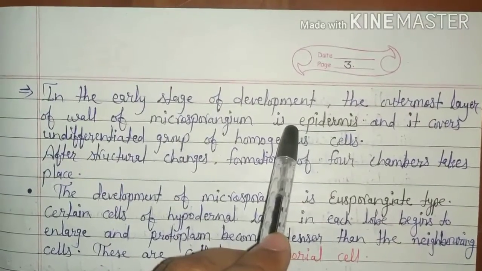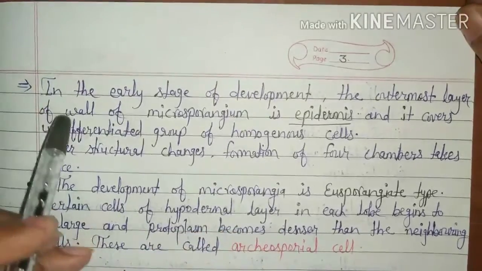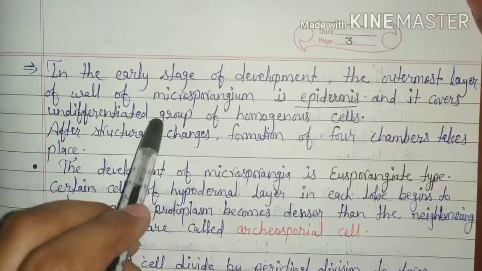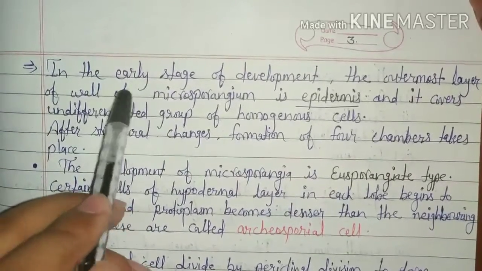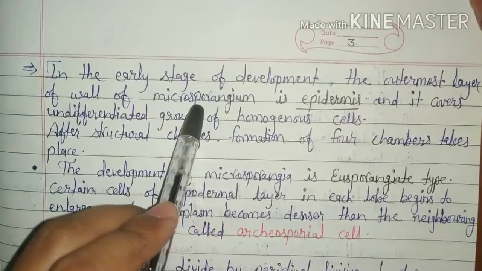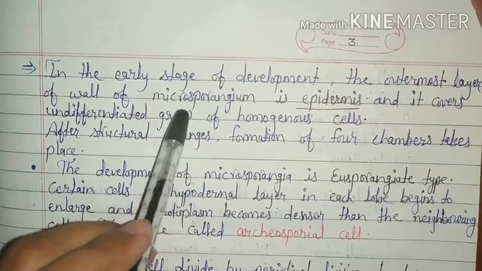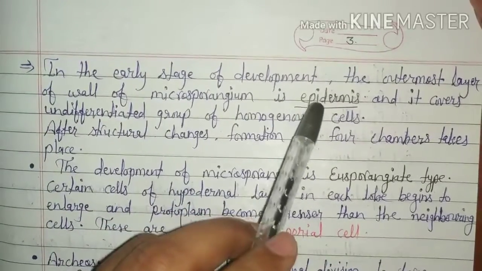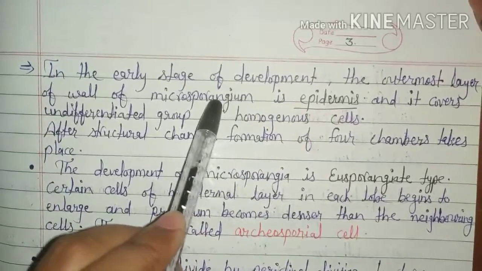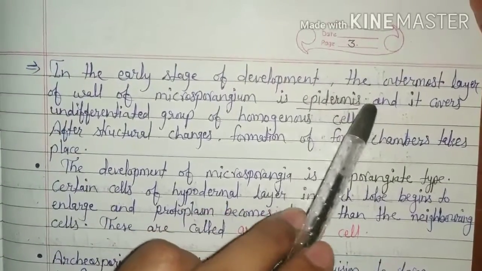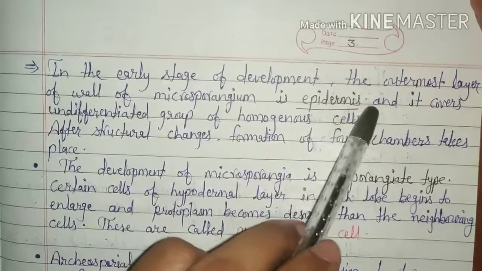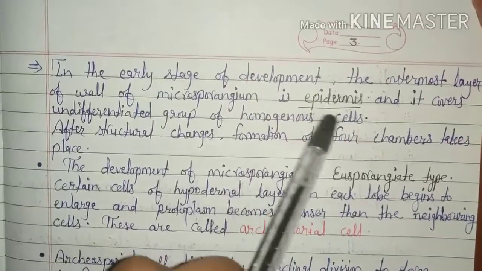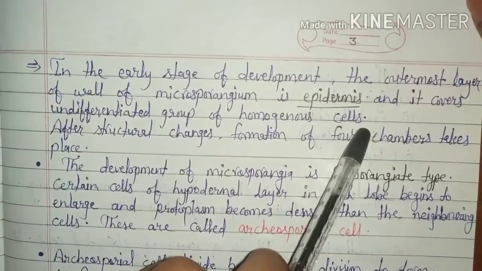It means at the puberty stage of the flower, microsporophyll leaves start division and form the wall of the microsporangium, and the outermost layer formed is the epidermis. In the early stage of development, the epidermis covers an undifferentiated group of homogeneous cells, which are known as hypodermis cells.